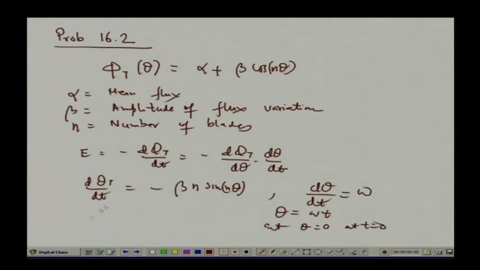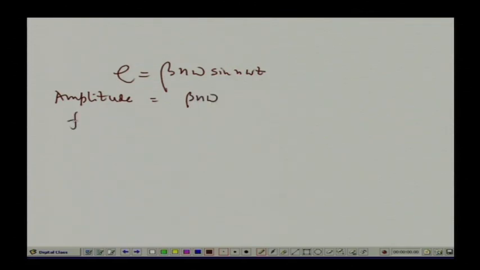Now, we can obviously write, let us take a new page, that E equal to beta n omega sin n omega t, right. So, the amplitude of this signal is beta n omega and the frequency is equal to n omega by 2 pi, linear frequency, not circular frequency, right.